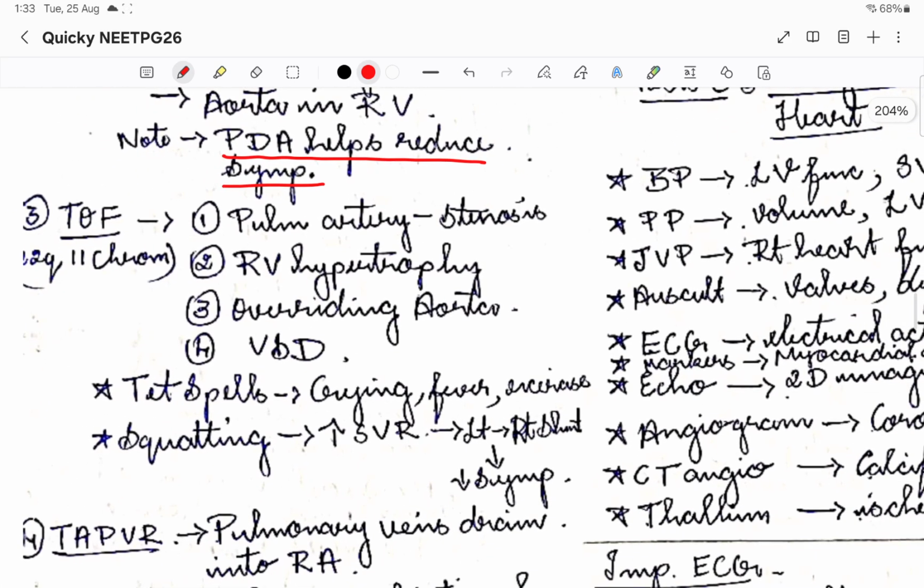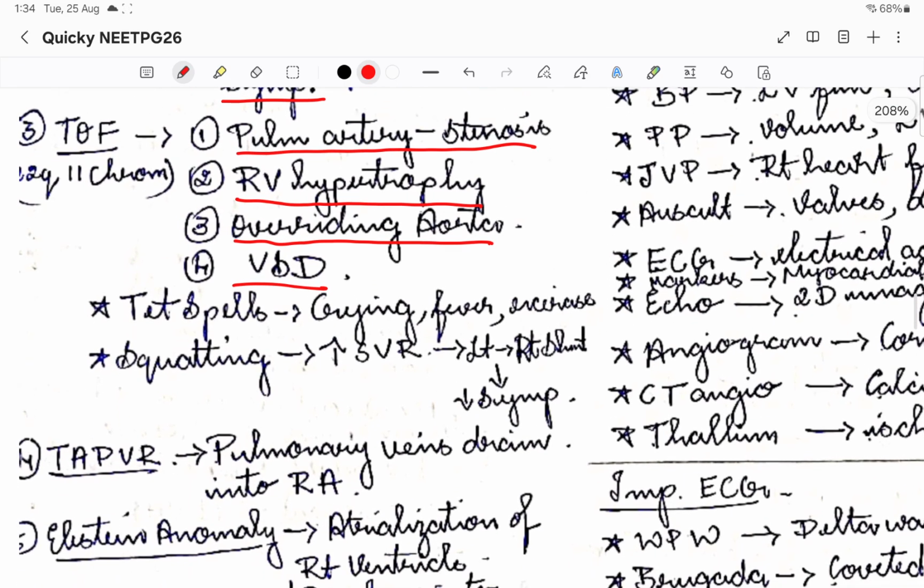Then coming to TOF, tetralogy of Fallot. There are four things: pulmonary artery stenosis, which leads to right ventricular hypertrophy. Due to the right ventricular hypertrophy, the right ventricle pushes a little to the left, which causes the overriding of the aorta. This overriding of the aorta is caused because of VSD. So all these four things are there: pulmonary stenosis, right ventricular hypertrophy, overriding of aorta, and VSD. This is called tetralogy of Fallot.